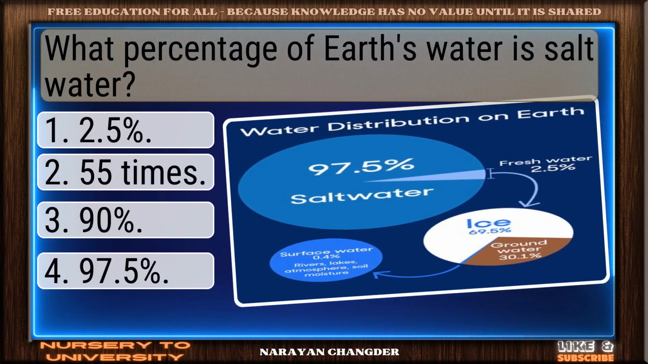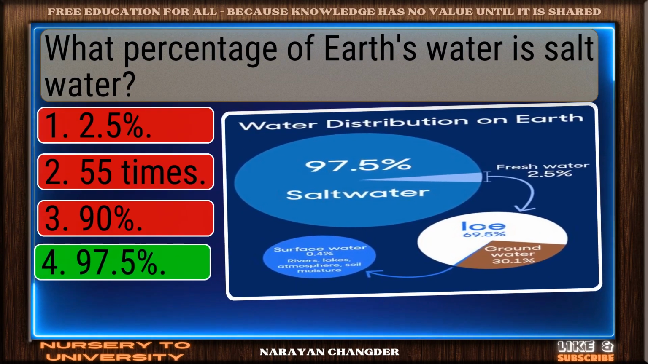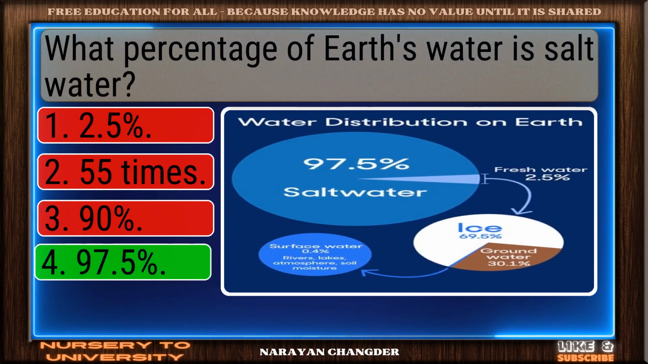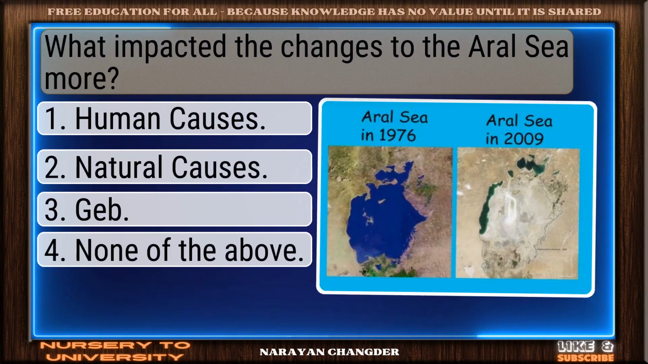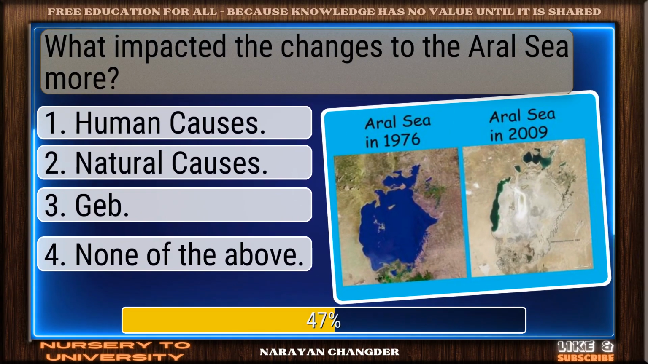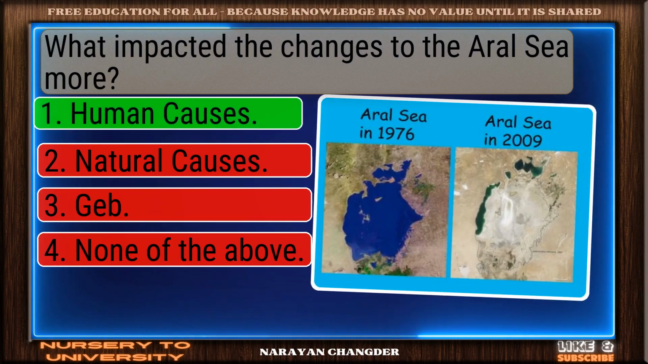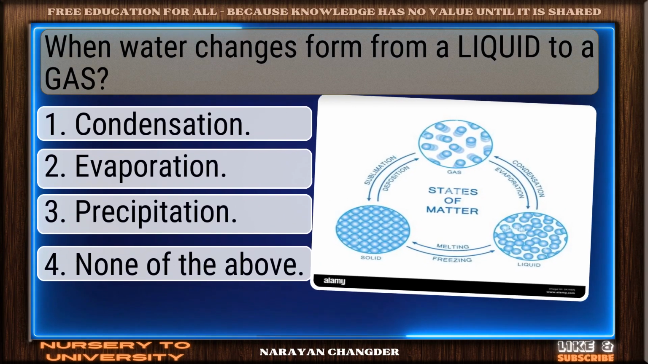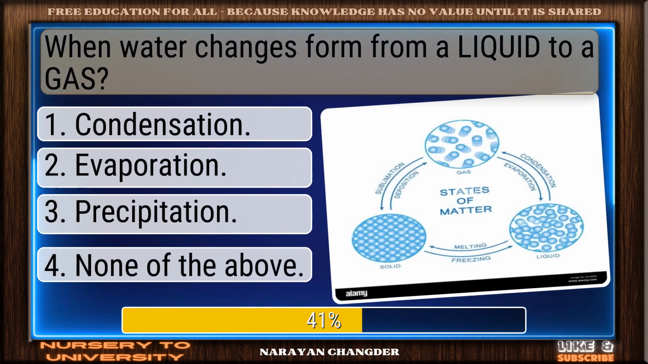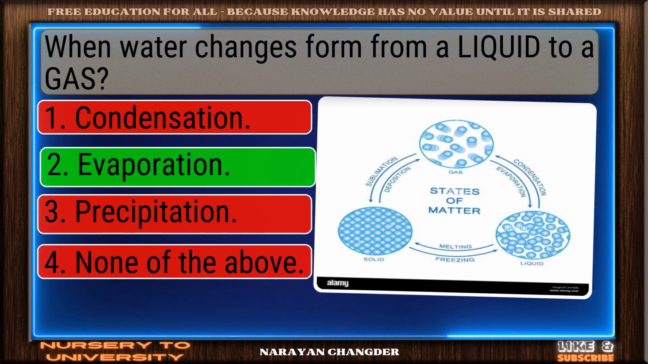What percentage of Earth's water is salt water? Right choice. 97.5% is best. What impacted the changes to the Aral Sea more? Good thinking. Human causes is right. When water changes form from a liquid to a gas. Great thinking. Evaporation is right.